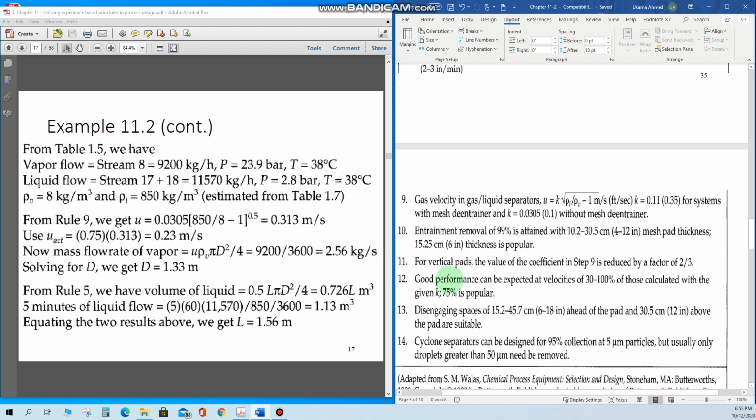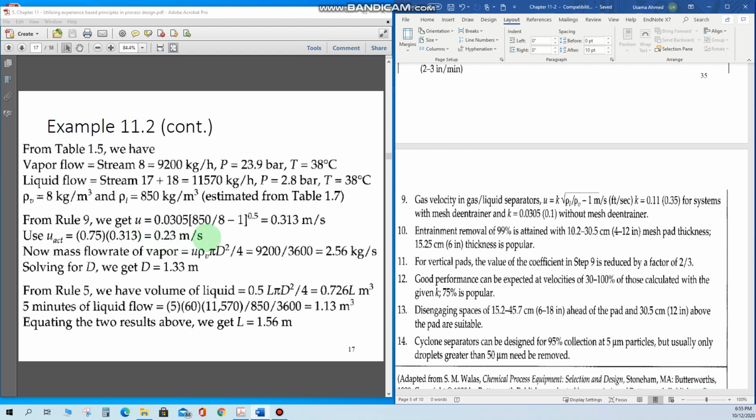Now what would be the actual value for the velocity from this heuristic? We have seen this one from rule number 12 here. Good performance can be expected at velocity 30 to 100% of those calculated with the given k. So 75% is the popular, so we can multiply this velocity with the 75% here. So the actual velocity can be 0.23 meter per second.